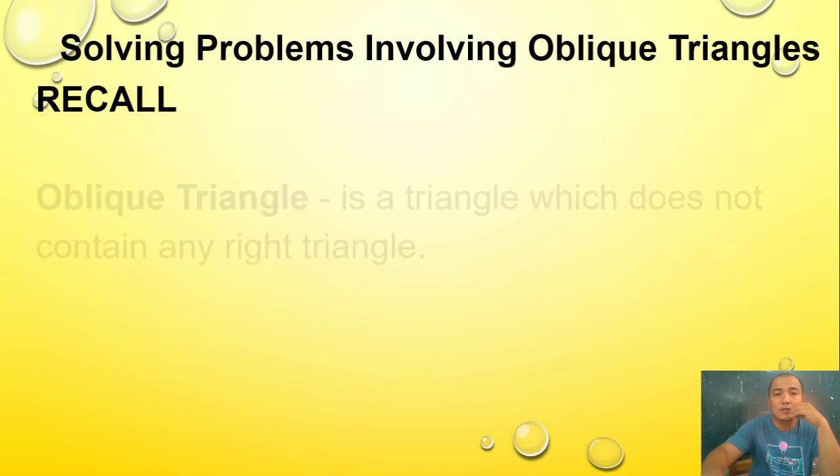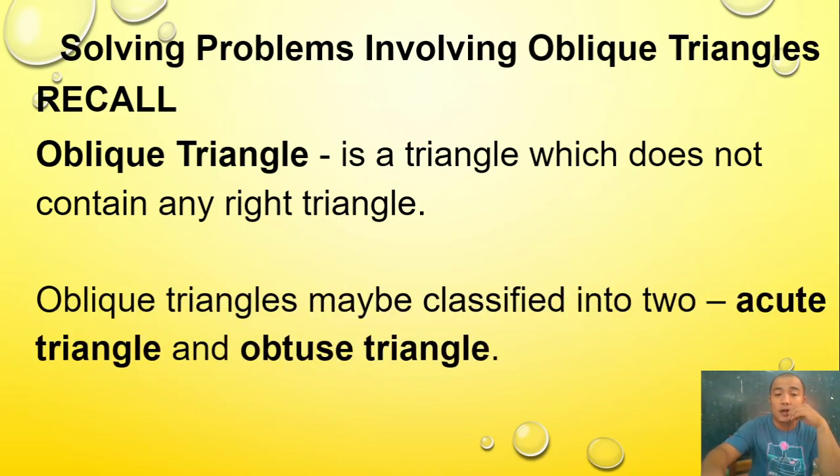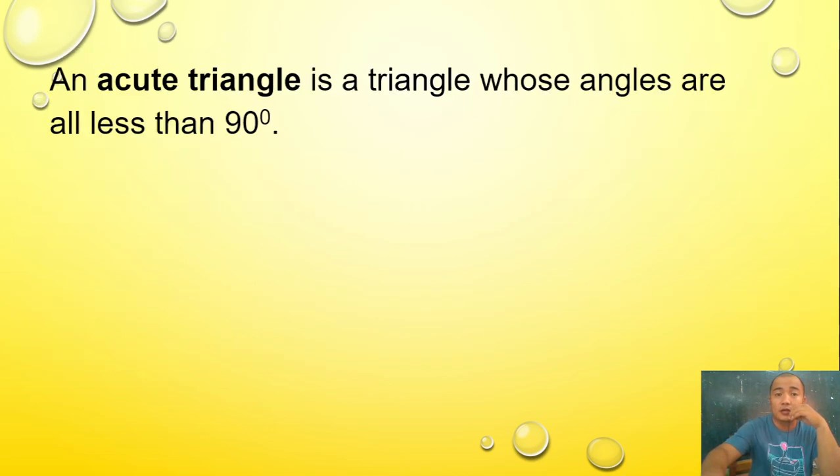Okay, let us first have a recall. What is an oblique triangle? It is a triangle which does not contain any right angle. So it can be an acute or obtuse triangle. An acute triangle is a triangle whose angles are all less than 90 degrees. Example, 60, 60, 60. That's an example of an acute triangle.